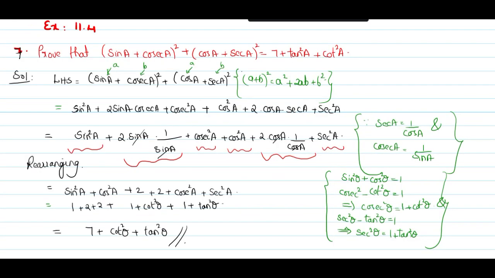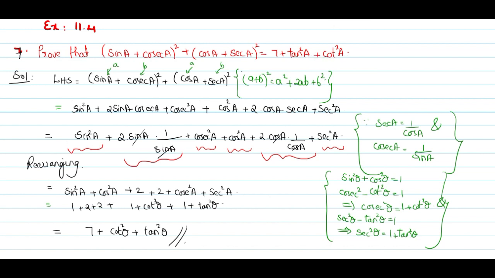In this video, we have one more question, that is question number 7. The remaining questions I will be explaining in the next video. So, what is the 7th question? Prove that (sin a plus cosecant a) whole square plus (cos a plus secant a) whole square is equal to 7 plus tan square a plus cot square a.